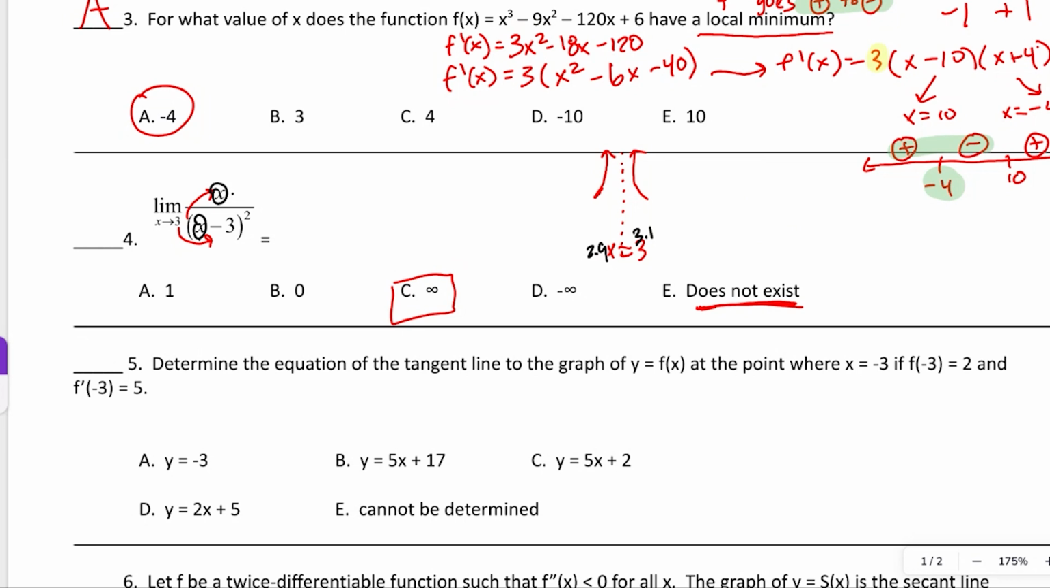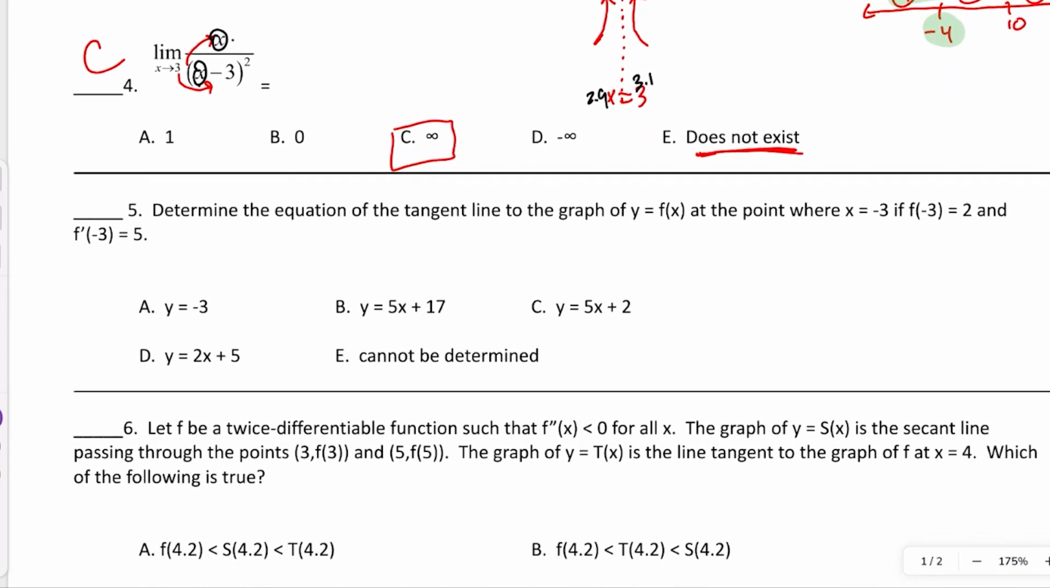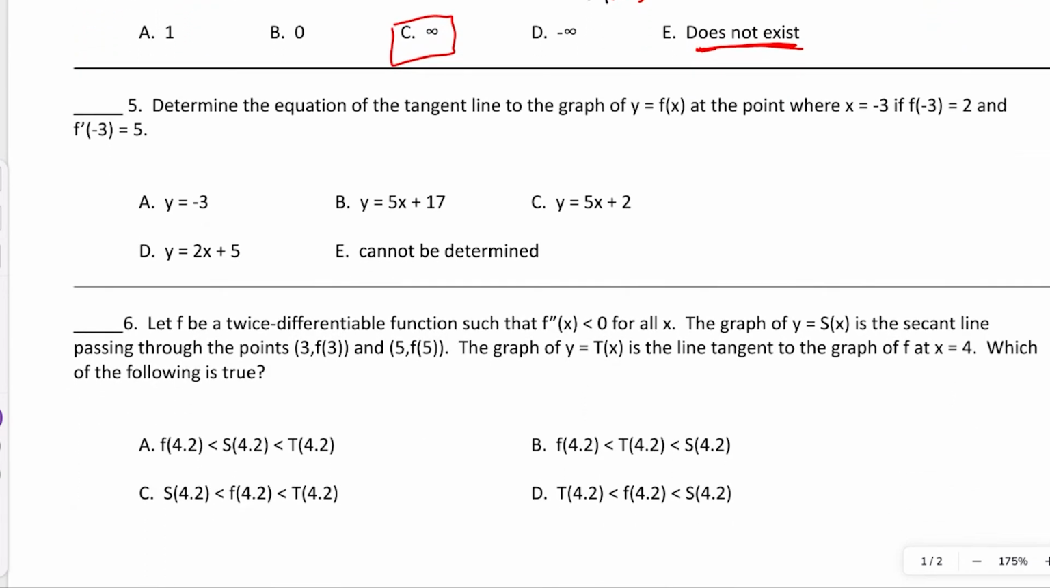But I don't think they write questions like this with answer choices with this kind of ambiguity. It would either be like, hey, choose between plus or minus infinity, or choose between existing or not existing, not choose between positive or negative infinity and does not exist. But on this particular problem, infinity is the best answer, even though technically the limit doesn't exist. Okay, that could be a little confusing there, but number 5, determine the equation of the tangent line.